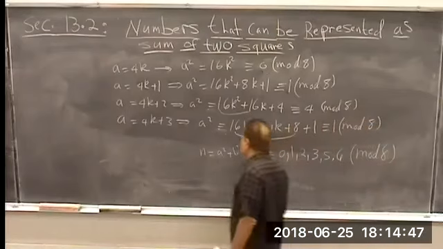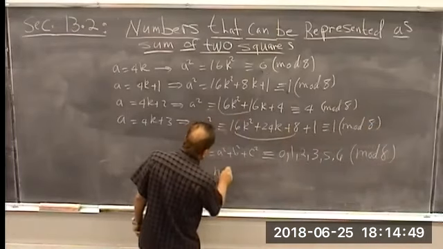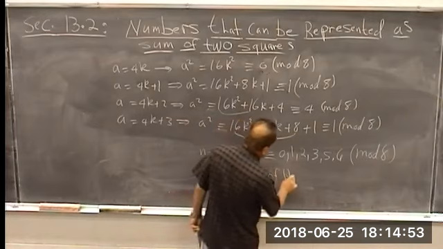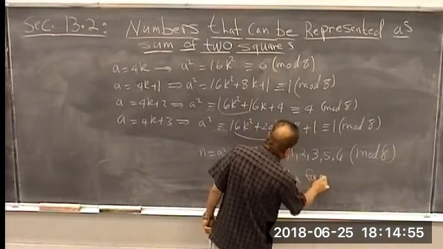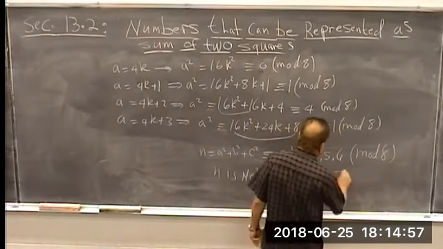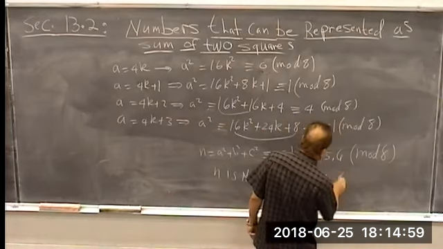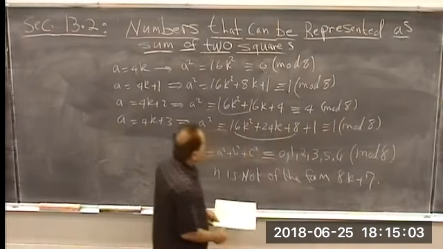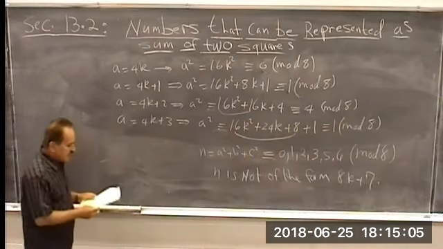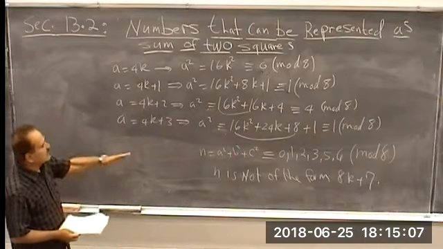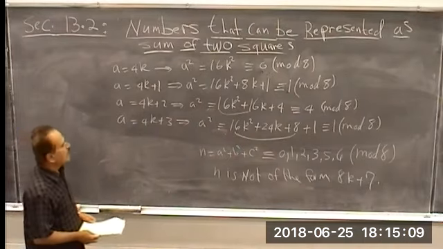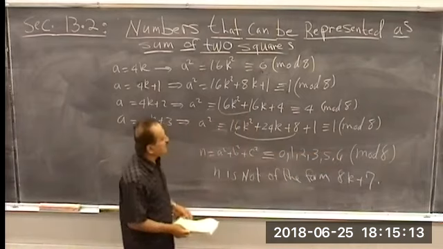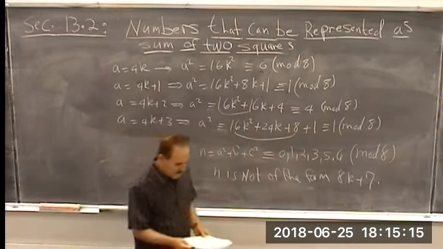So this means n is not of the form 8k plus 7. If n has this form, then it is not a sum of 3 squares, because this is the form n must be of.